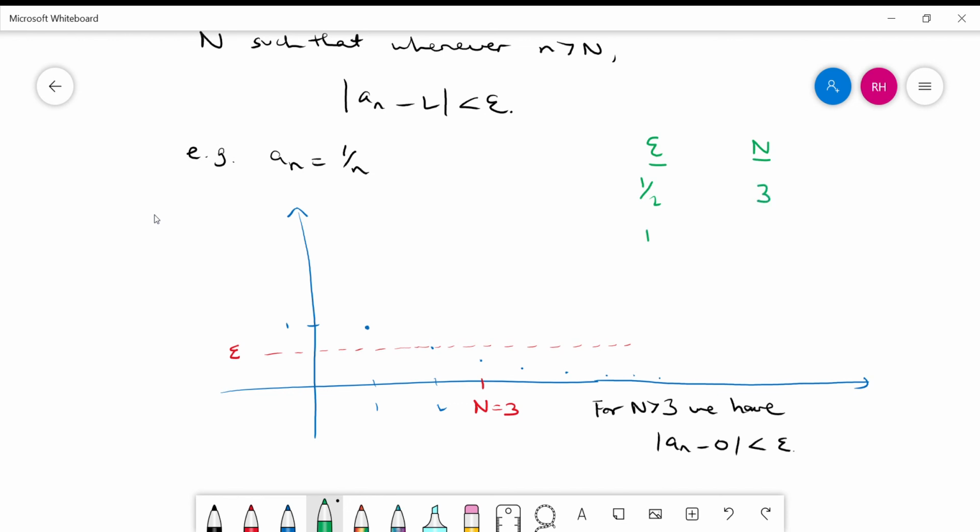Now, if someone gave me an epsilon of 1 on 100th, I could set N. Turns out that I can set N at 101, and that would work out. And there's actually a pattern here. So for some epsilon, I'd take 1 on epsilon plus 1, something like that would work. Anyway, do a little bit more work on that if you're not sure about it, because it's an important concept.